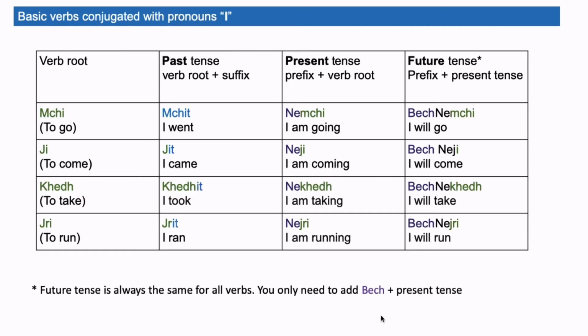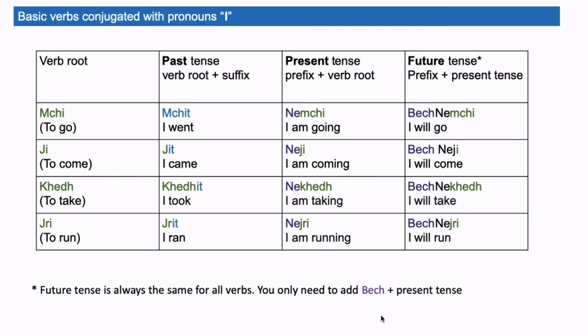Here are 4 example verbs. They are all conjugated in the past, present and future tenses when using the pronoun I. We'll start with the verb mshi, to go. Following the conjugation rules we brushed over, the root is just the unconjugated form of the verb. Therefore, mshi is the root in this example. To say I went, you will add the suffix it, giving you mshit.